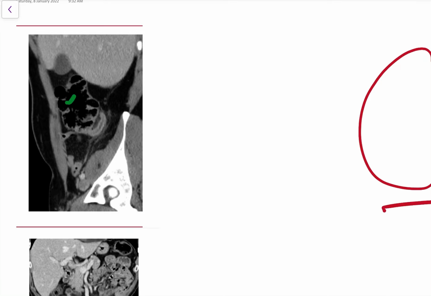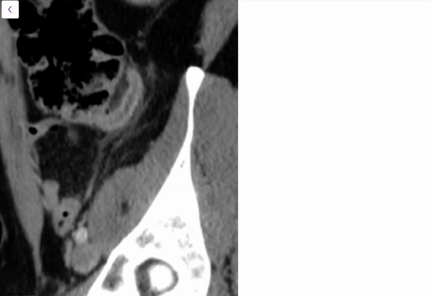You can see that this is the cecum and this is our appendix, which is located retrocecally. This is the sagittal section of the CT scan abdomen. You can see that there is a thickening of the wall, as well as the diameter of the appendix is thickened, and there is surrounding fat stranding. So this points towards appendicitis.